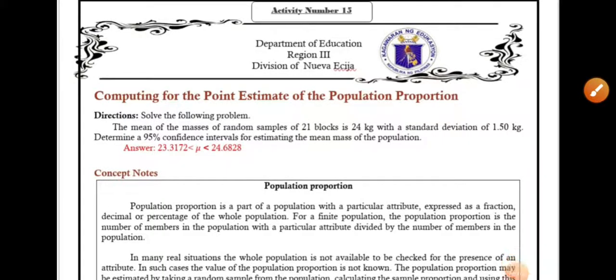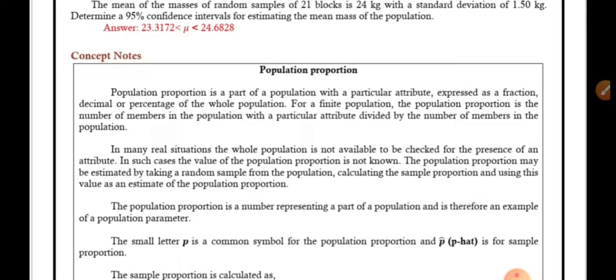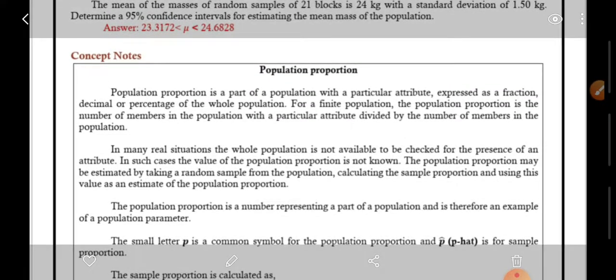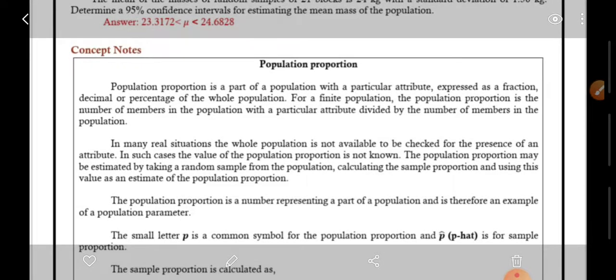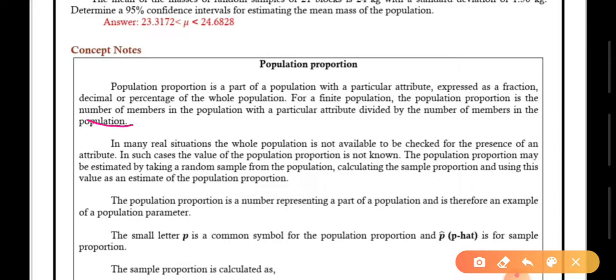For the point estimate of the population proportion. Population proportion is a part of a population with a particular attribute expressed as a fraction, decimal, or percentage of the whole population. For a finite population, the population proportion is the number of members in the population with a particular attribute divided by the number of members in the population.